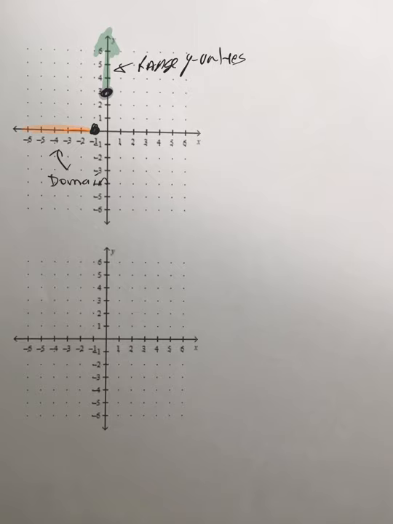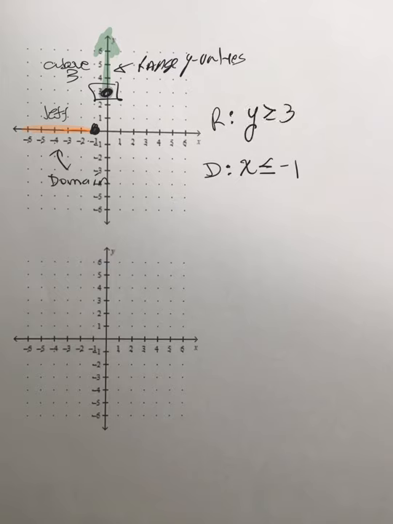So to identify the domain, we could just use D for domain, and isn't it all the numbers to the left of -1? So wouldn't it be all the numbers that are to the left or equal to -1? And we'll use R for range, and isn't the range above 3? So everything above 3 forever and ever. So wouldn't we write all the y values that are greater than or equal to 3? So that would be our domain and range for that picture.